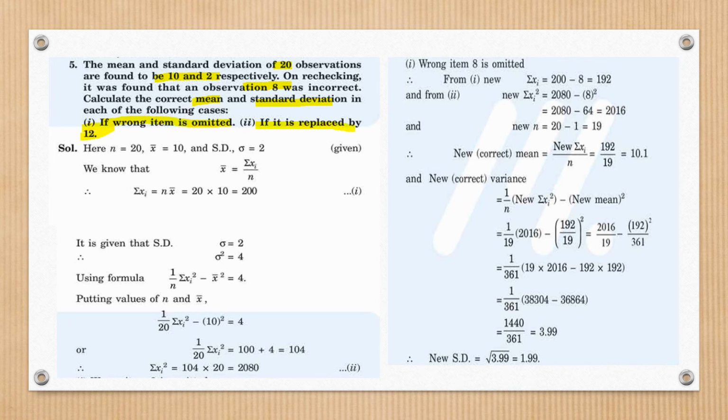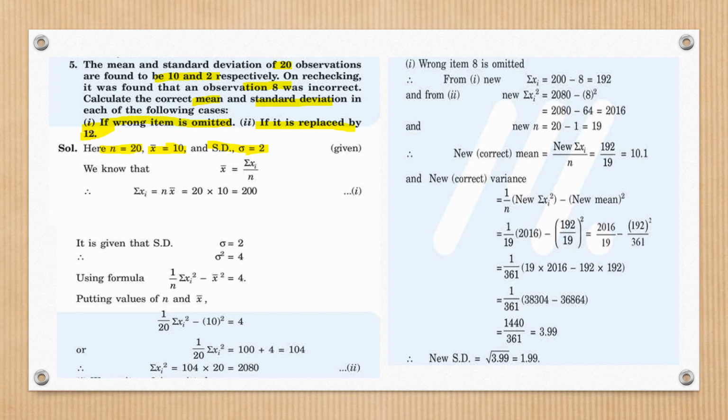So this kind of question is very, very important, right? If you don't get a tabular question for calculating your mean, variance and standard deviation, the other choice is this type of question where some omission, some addition, or some replacement is required. So there were 20 observations whose mean was 10 and the standard deviation was 2, and we don't know what the observations were.